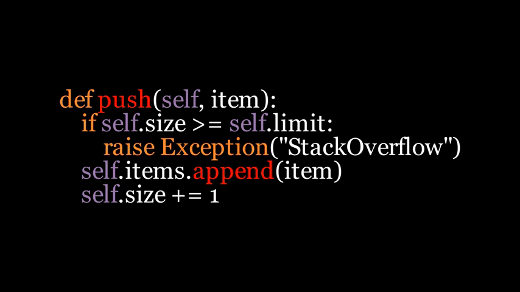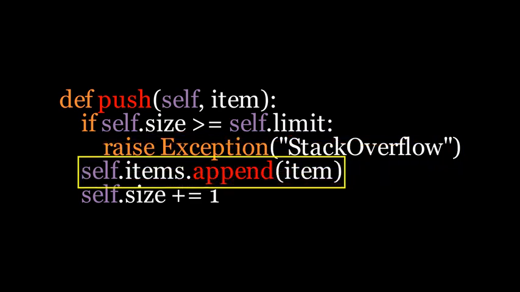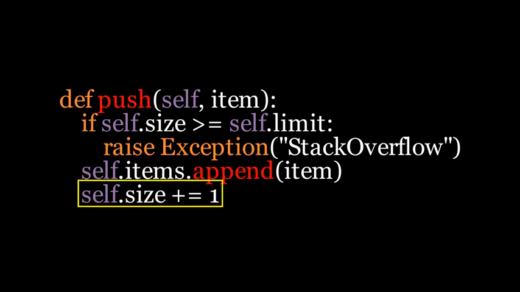To define the push operation, we'll start by creating a method called push that takes the element to be added as an input parameter. First, it checks if the stack is full by comparing the current size with the limit. If the stack is full, it will raise a stack overflow error. Otherwise, it will append the new item to the items array and increase the size by 1.